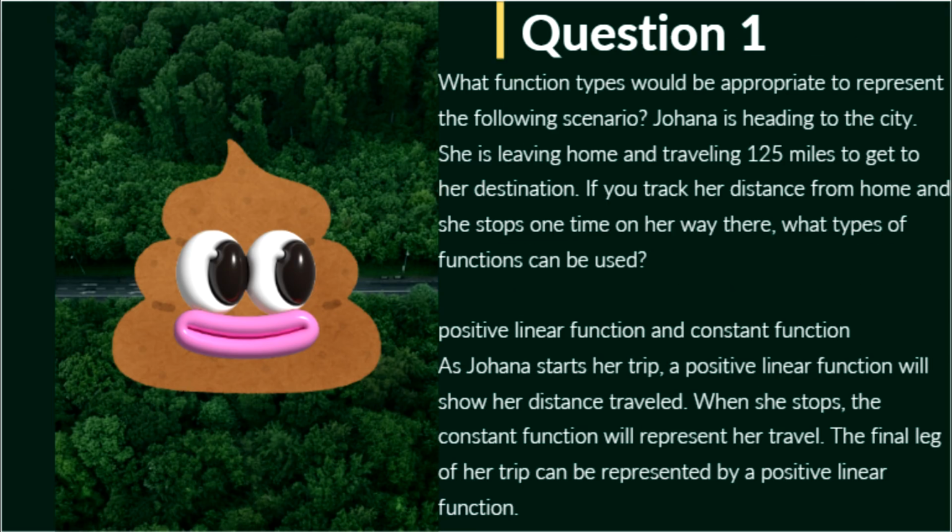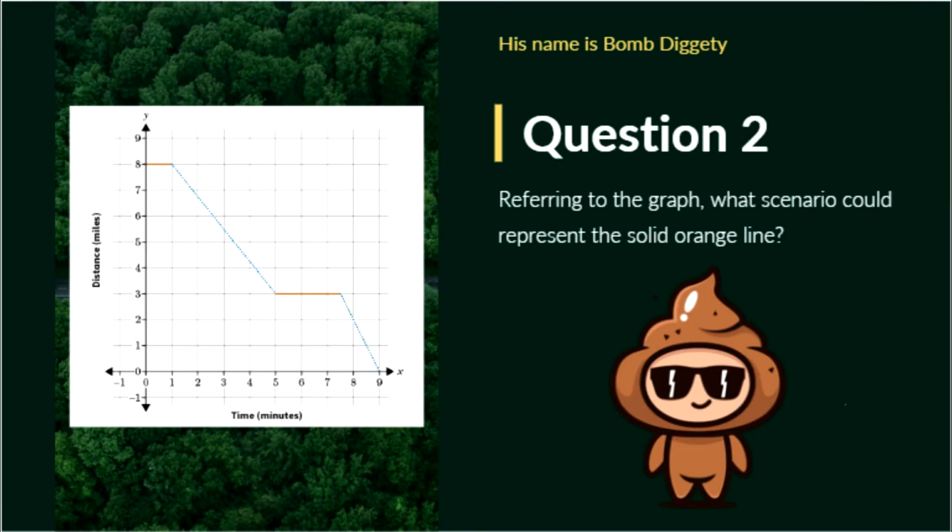Okay. Positive linear function because she's traveling away from home, and a constant function because she stops and then she keeps traveling. As Joanna starts her trip, a positive linear function will show her distance traveled. Then she stops. The constant function will represent her stop. The final leg of her trip can be represented by a positive linear function. Okay? Here's question number 2.